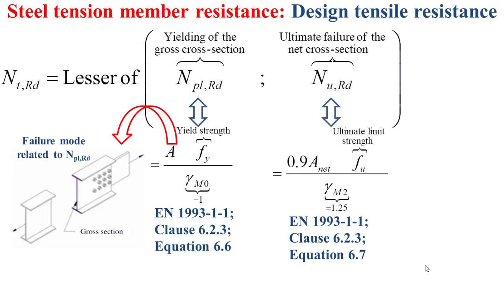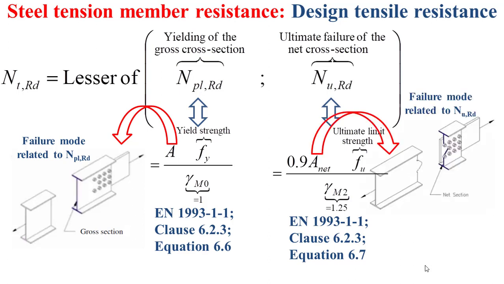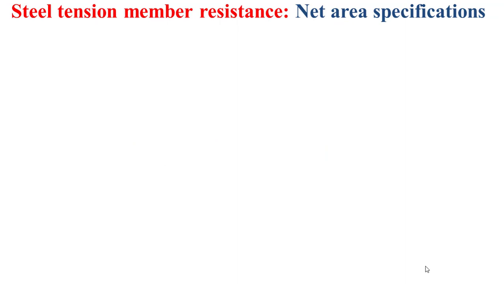The gross cross-section A characterizes the failure mode related to N_pl,Rd as it is depicted by the figure that you see now in the left of this slide, and the net cross-section A_net characterizes the failure mode related to N_u,Rd as it is depicted by the picture that you see now in the right of this slide. Now I'll try to explain how to determine the net cross-section area.